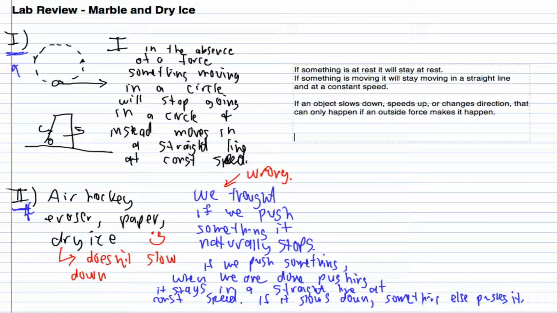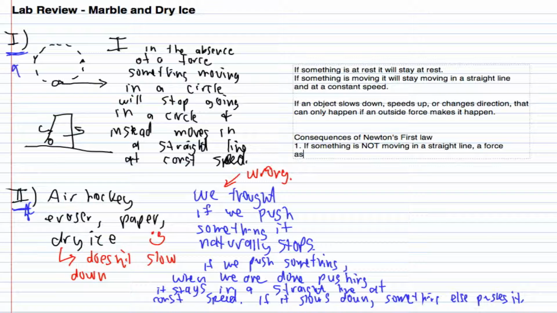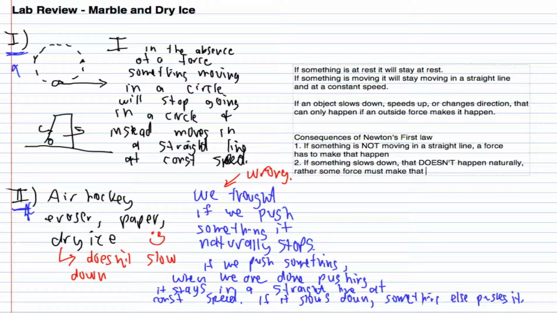And here are some results, here are some consequences of Newton's first law. First, if something is not moving in a straight line, a force has to make that happen. 2, if something slows down, that doesn't happen naturally. Rather, some force must make that happen.